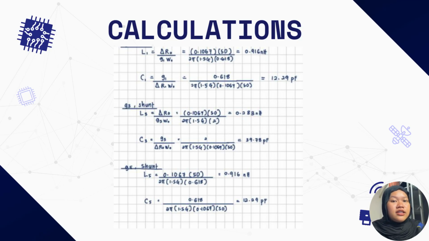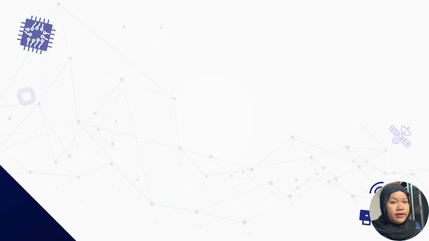For the symmetrical outer stage, G1 and G5 is 0.618, we get a shunt inductance of 0.619 nanoH and a capacitance of 12.29 picofarad. For the center stage, G3 is 2.0, the values change to 0.283 nanoH and 39.78 picofarad.